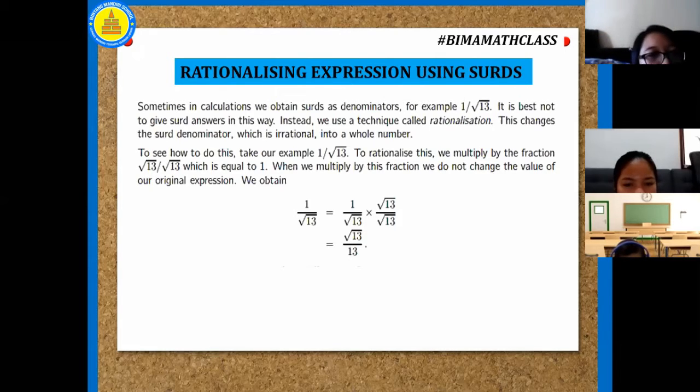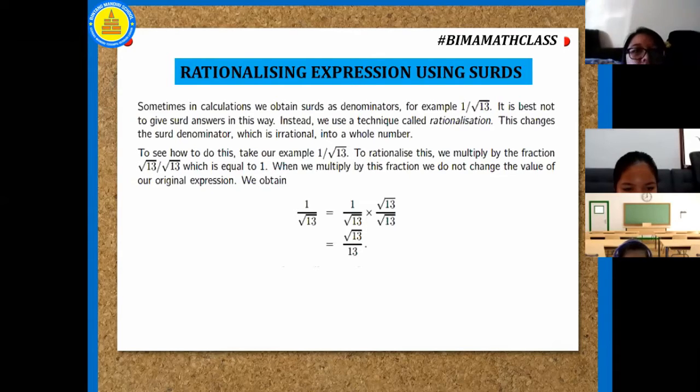3, 2, 1, go. Sometimes Sometimes in In calculation, calculations, obtain we obtain certs as certs the as denominators. denominators. For For example, example, 1 1 over 1 over square root of 13. square root of ada 13. It is It best is not best to not give to cert give answer third in this answer way. in this way. Instead, we Instead, use we a use technique technique called called rationalization. rationalization. This changes This the cert changes the third denominator, denominator, which is which is irrational, into a irrational, whole into a number. whole number.